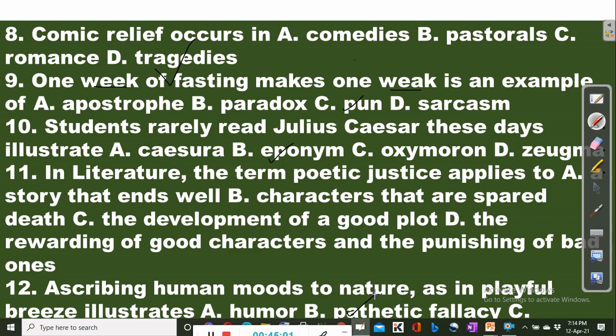Now, humor we know is a kind of joke or anything that really makes people laugh. Anything funny is humor, all right? Then B is pathetic fallacy.